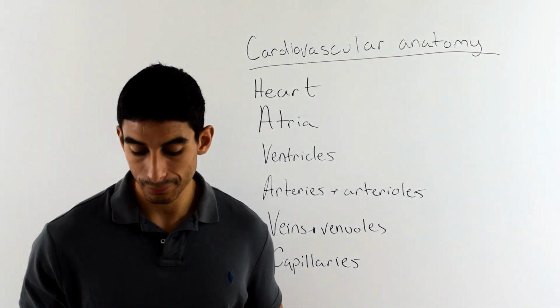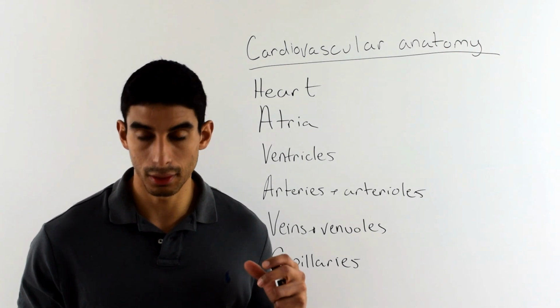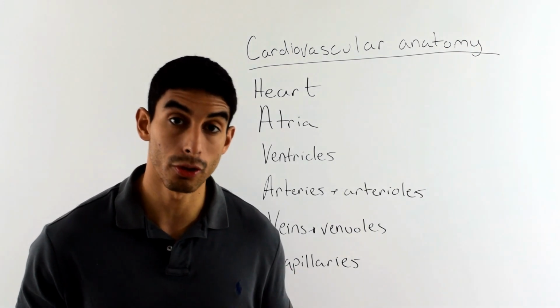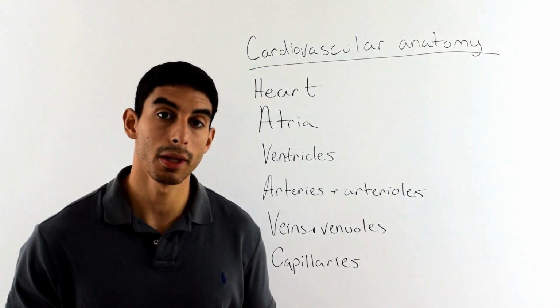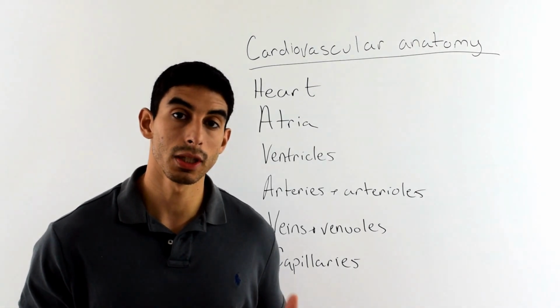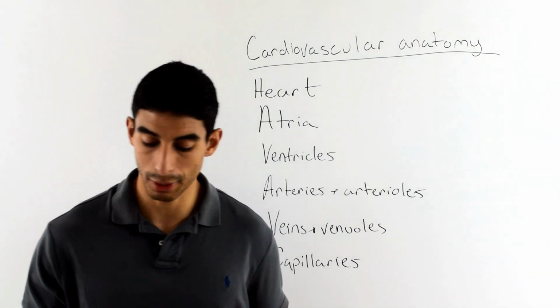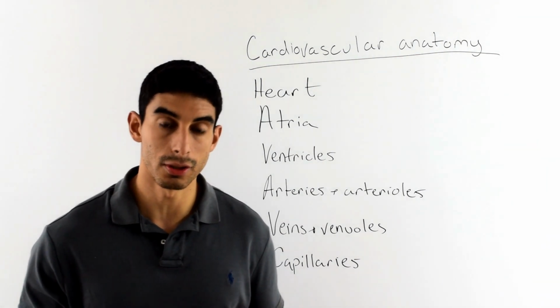and it pushes it out through the aorta, which is the primary artery in the body. So it's the main artery that takes blood from the heart to the rest of the body. Sorry, I'm getting a little confused here.